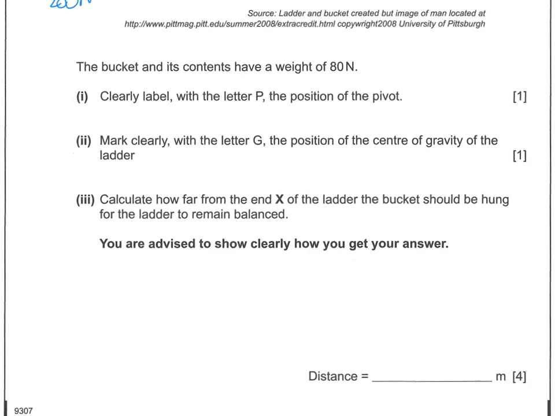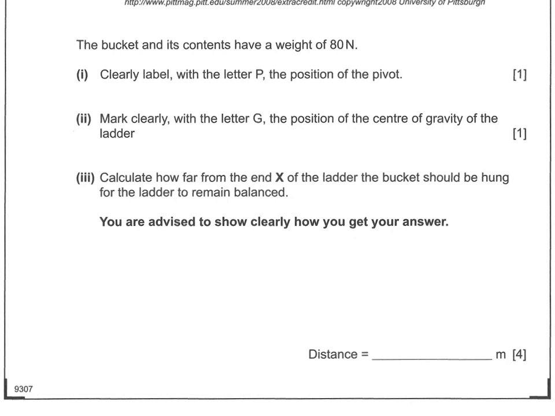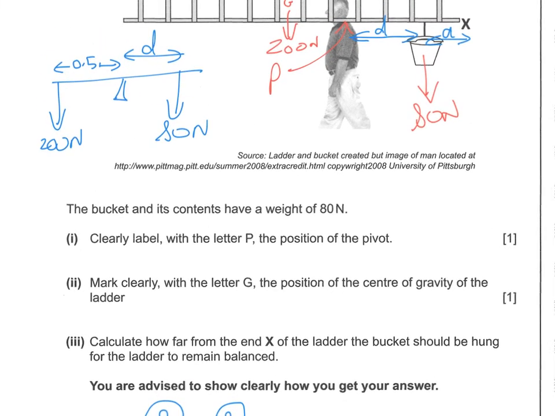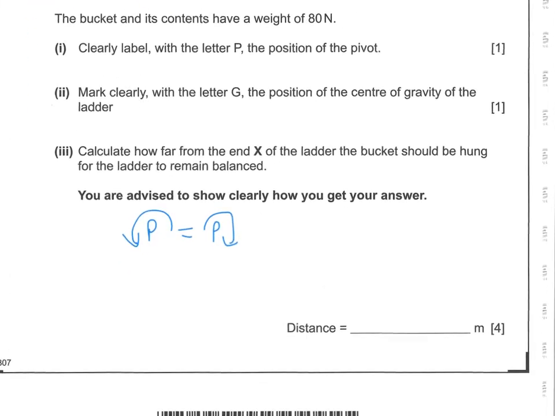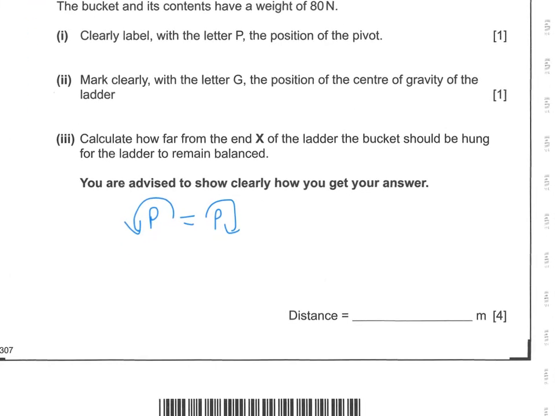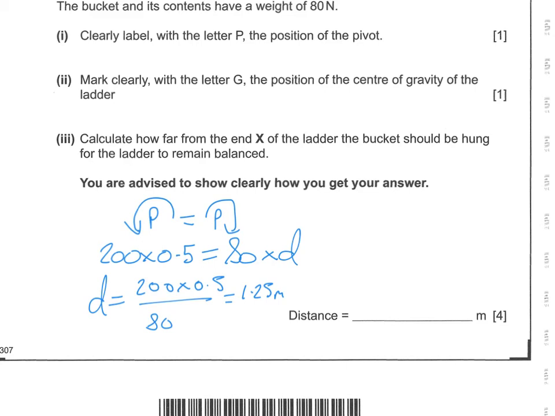So I'll just move down a little bit. The anti-clockwise moment about P equals the clockwise moment. The anti-clockwise is 200 times 0.5 and the clockwise is 80 times d. And that means that d equals 200 times 0.5 over 80, and that equals 1.25 meters.